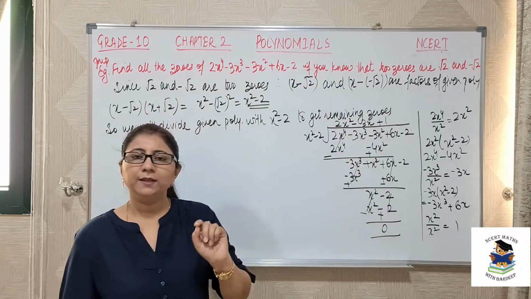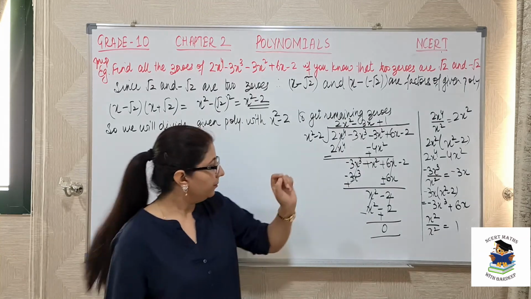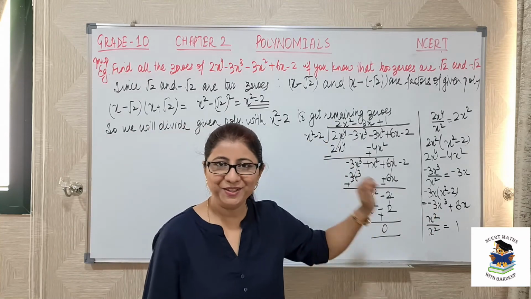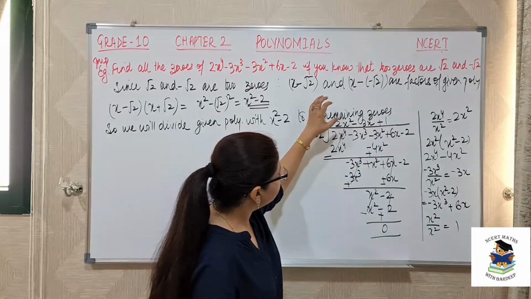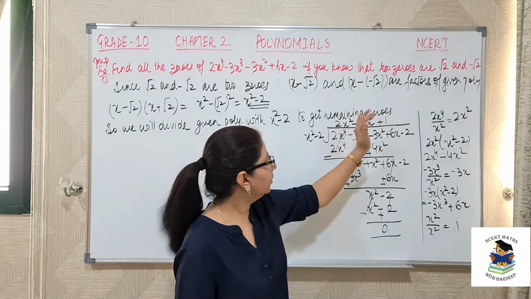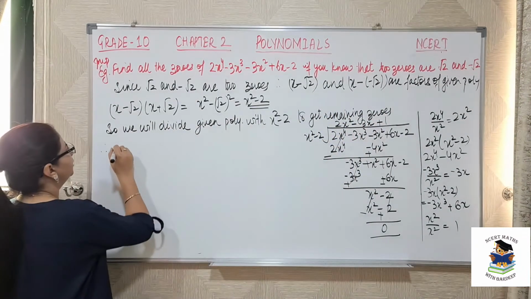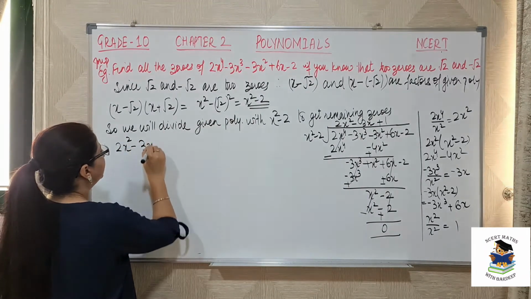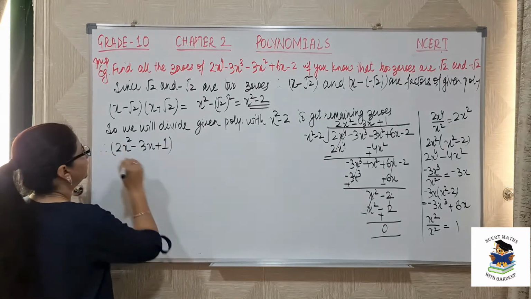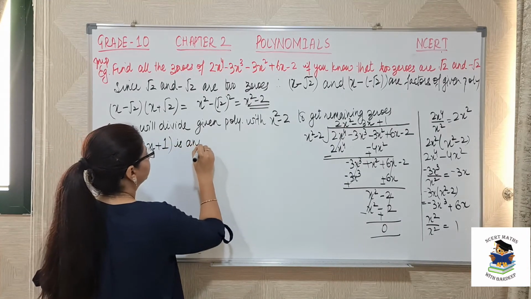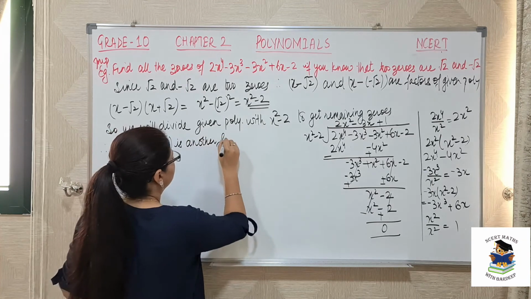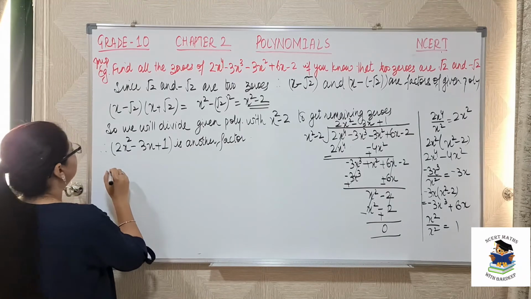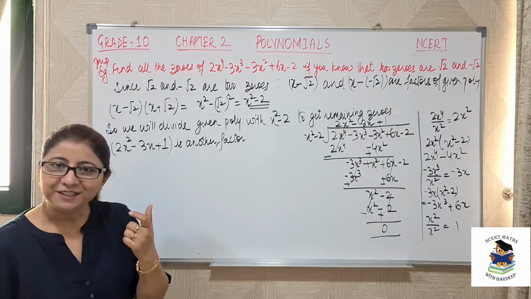So always remember one thing, that whenever you are finding zeros, make sure that your remainder is 0. Otherwise you are doing something wrong in your question. So now the next factor will be this. Okay. So we will say therefore 2x square, that is quotient, minus 3x plus 1 is another factor. So we should factorize this quotient further. By which method? By splitting the middle term.